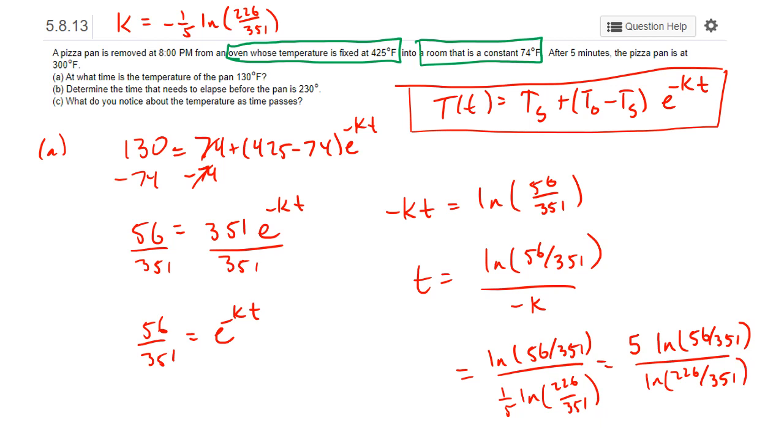And now I'll go ahead and pull out a calculator to estimate this. 5 times log of 56 over 351 divided by natural log of 226 over 351. 20.85. So just shy of 21 minutes later, the pizza pan will be 130 degrees. Still pretty warm to the touch, but not instant burn territory.